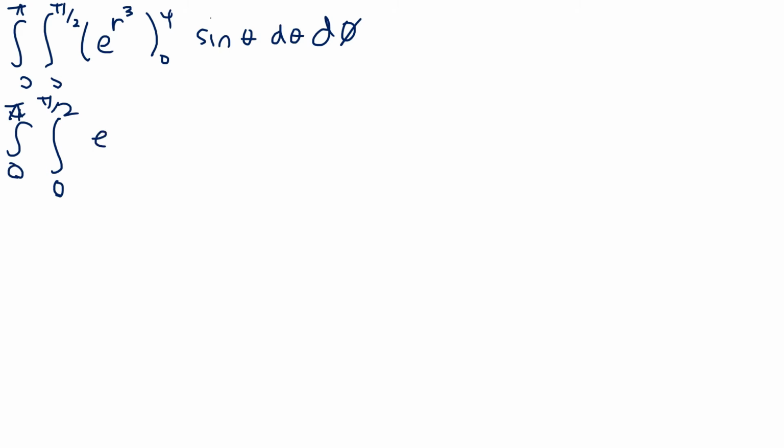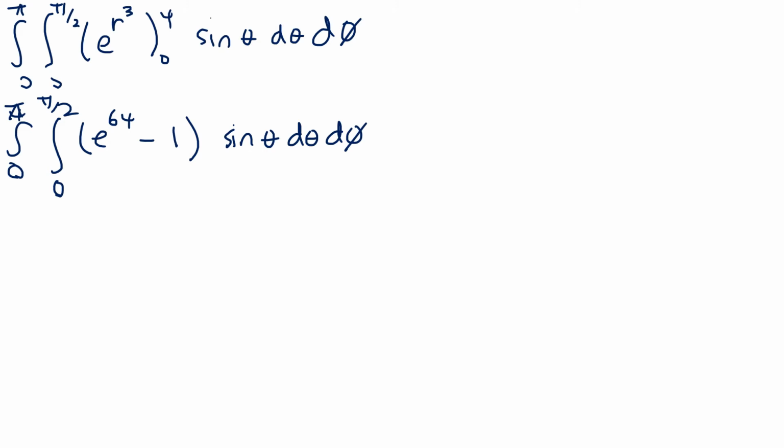Okay, so e to the power of 4 cubed is e^64, minus e^0 which is 1, times sine theta d theta d phi. How do I get e^64? It is e to the power of 4 cubed, and e^0 is 1.